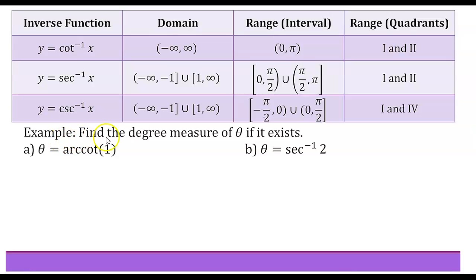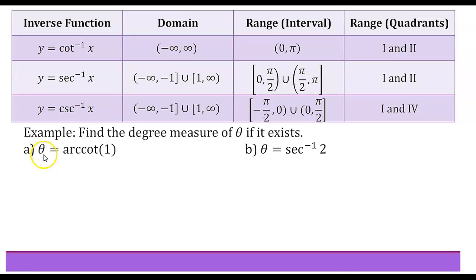So in this example, we're going to find the degree measure. This time we're going to use degrees instead of radians. Find the degree measure of theta if it exists. This is just another way of asking the same types of questions from earlier. So theta is equal to arc cotangent 1. It's essentially like asking for arc cotangent of 1, and just giving it a name, calling it theta.